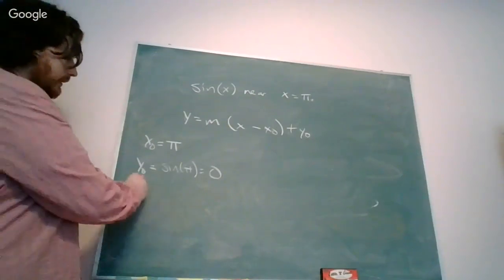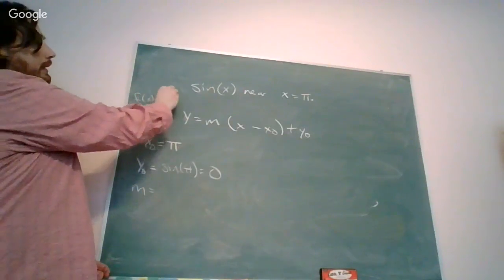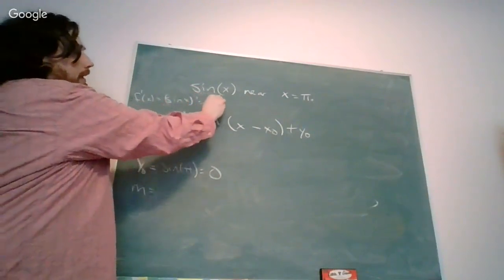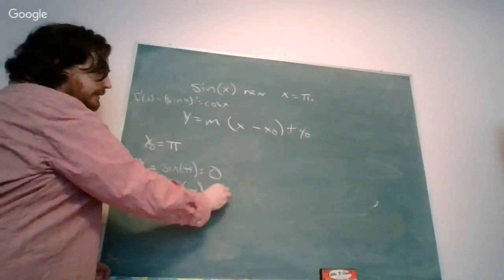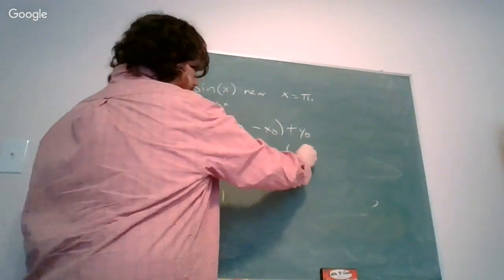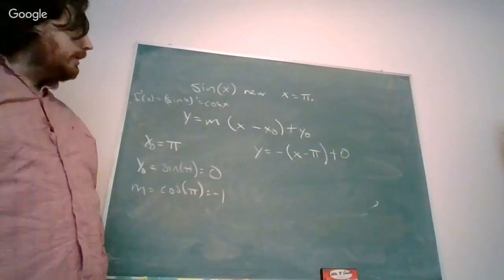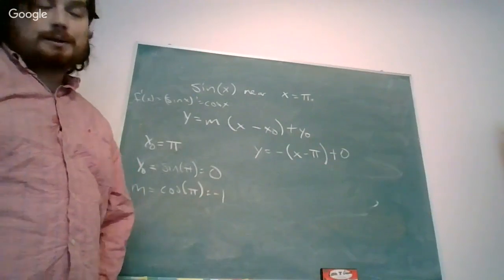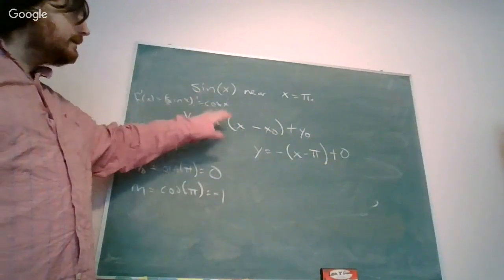All right, to find the slope, we find the derivative at the point. So we first need to find the derivative. The derivative of sine is cosine of x. So the slope is cosine of pi, which is -1. So the linear approximation is negative (x minus pi) plus 0. The best linear approximation to sine of x near pi is y equals negative (x minus pi) plus 0.